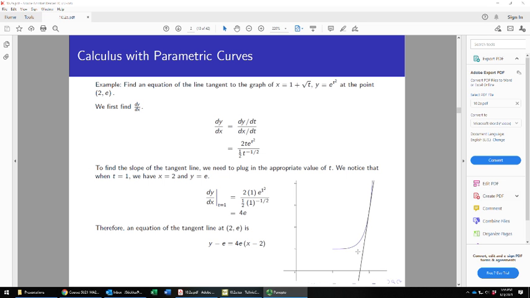So here's a graph of this situation here. Here is the parametric curve, and here is the line tangent at the point 2, e.